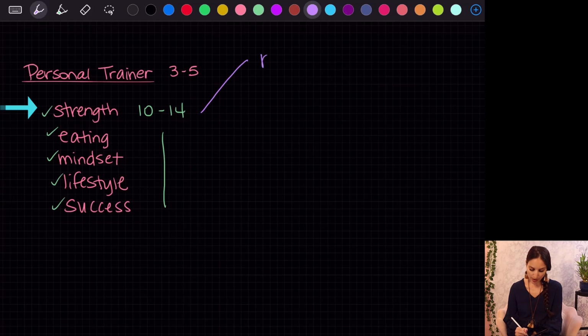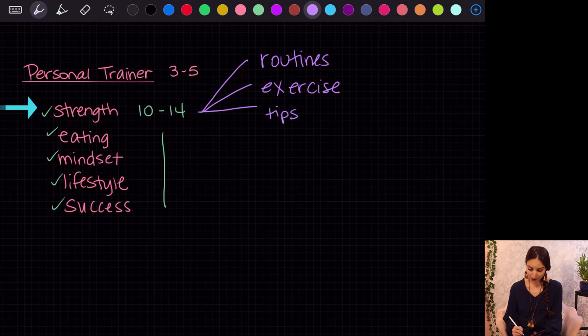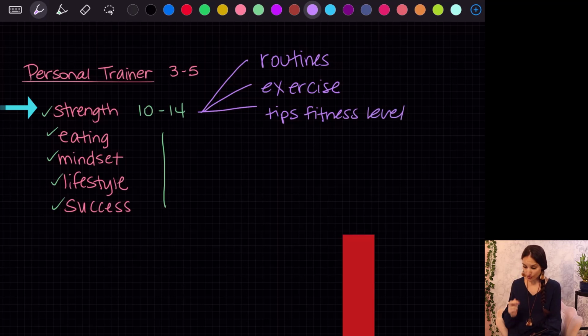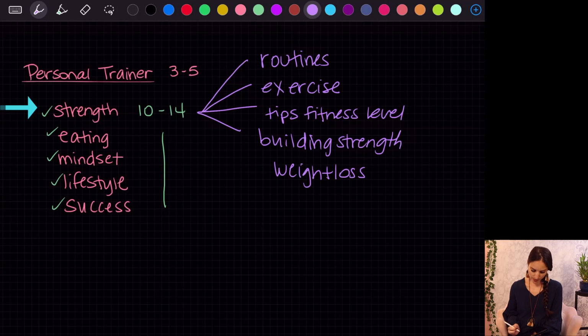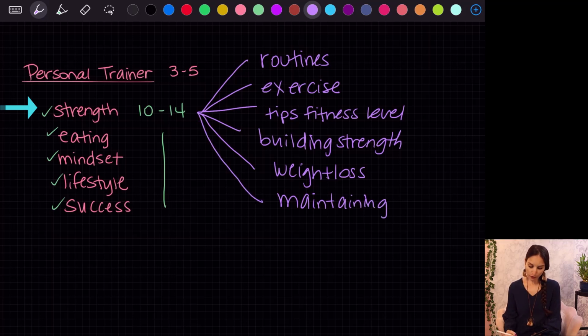So we can share some workout routines. We can talk about specific exercises that we recommend. We can talk about tips for improving your fitness level, that way depending on what level you're on, we can talk about what you do when you're at this level or what you do when you're at this level. We could talk about building strength. We can talk about losing weight, if that's something that we need to do. So we can do weight loss here. And we can also talk about maintaining where we already are. So these are just a few examples here. And you would do that for each one of these.